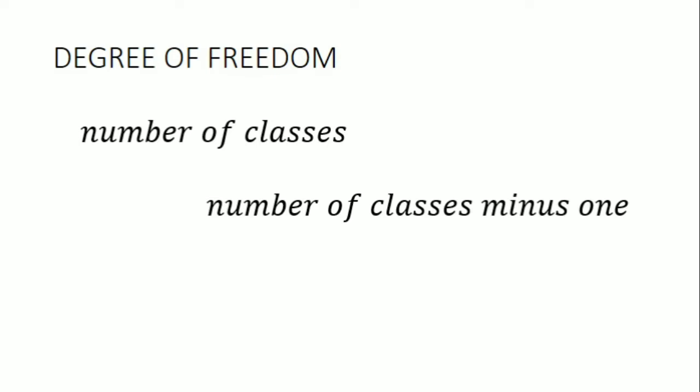We use the formula: the quantity R minus 1 multiplied by the quantity C minus 1, where R is the number of rows in a table and C is the number of columns in a table. Okay, next we have your contingency table.